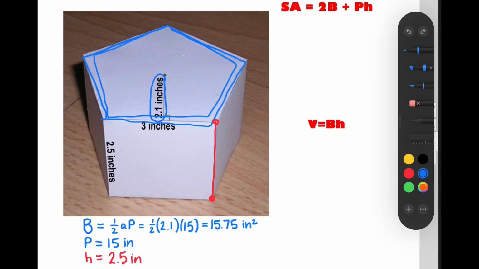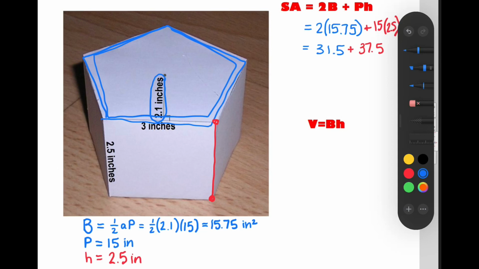Now on your assignment, I'm making you write down the B, the P, and the h every time, because if you get the surface area wrong, that's the first thing I'm going to look at, is to see if you had those right. So surface area, 2 of those base shape areas plus the perimeter times the height of the prism. 2 times 15.75 is 31.5. I'm doing these separately this time. The 15 times 2.5 is 37.5.